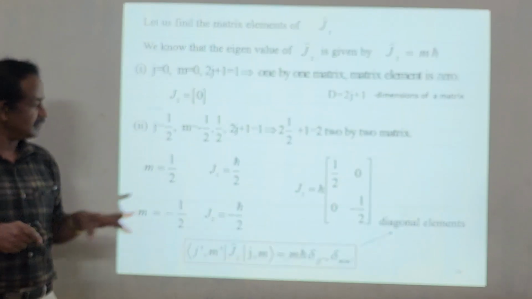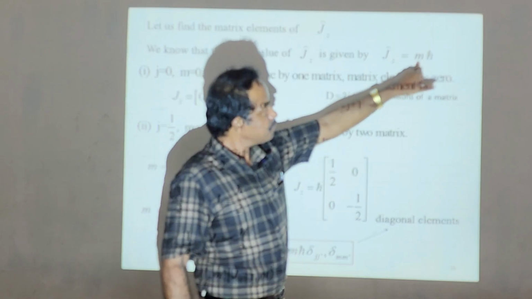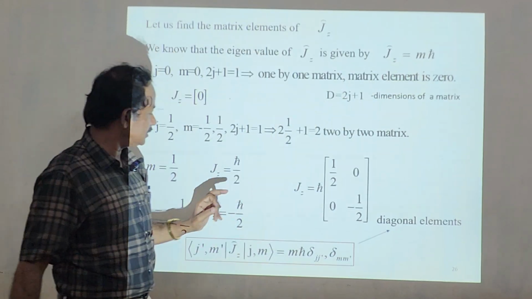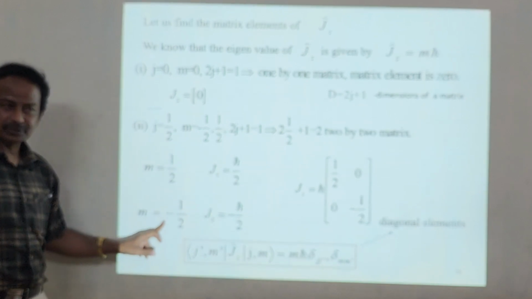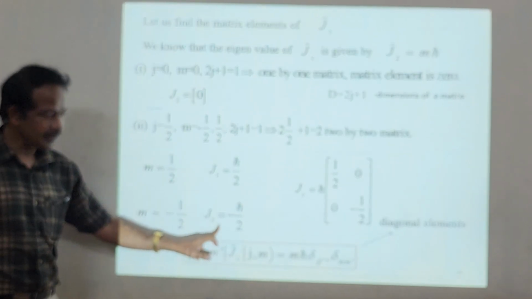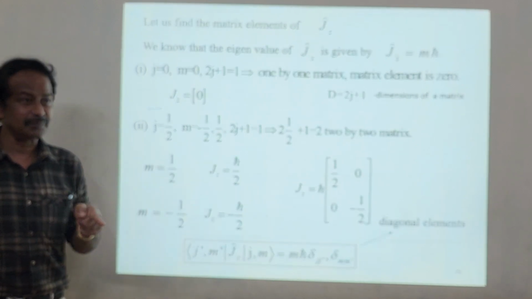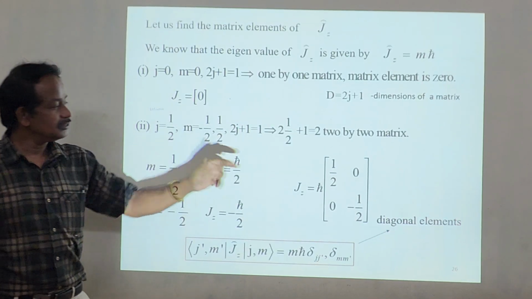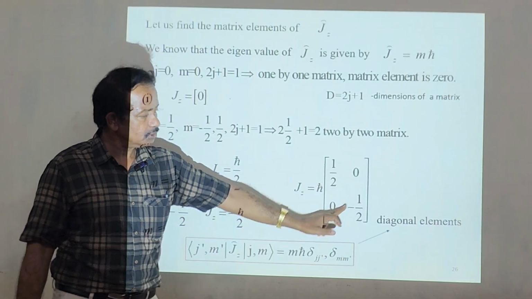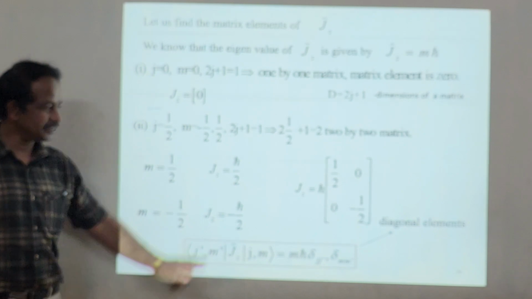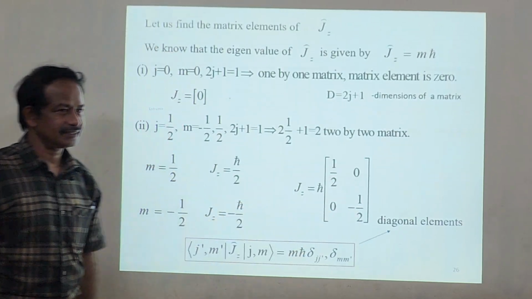The second point is for m equals 1 by 2. You substitute here, m equals 1 by 2, so you will get Jz equals h bar by 2. For m equals minus 1 by 2, your Jz will be minus h bar by 2. Those two elements are the diagonal elements. We learnt this already earlier. So your Jz will be, you pull h bar out, 1 by 2, 0, 0, minus 1 by 2. Is it okay? Only diagonal elements exist.